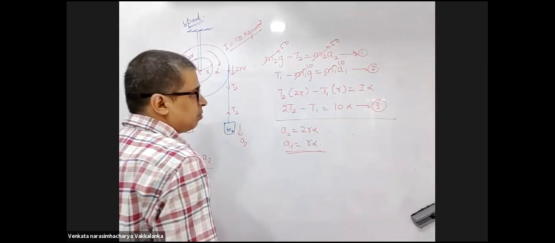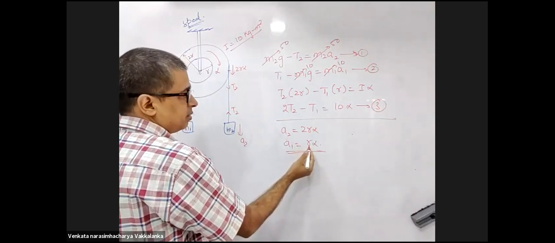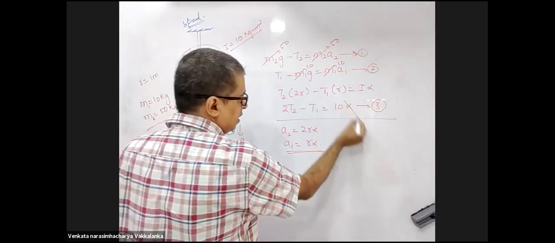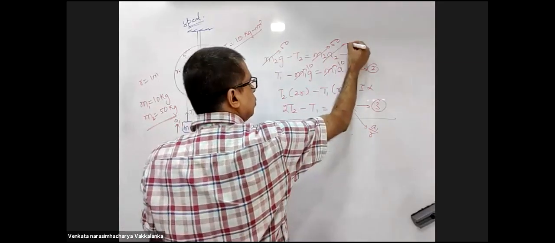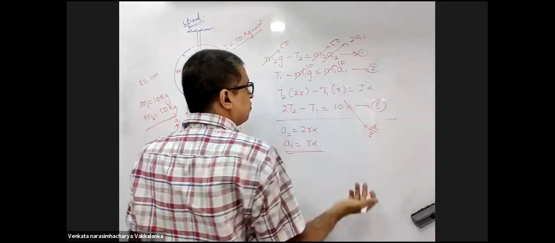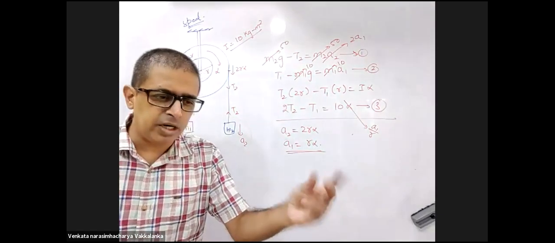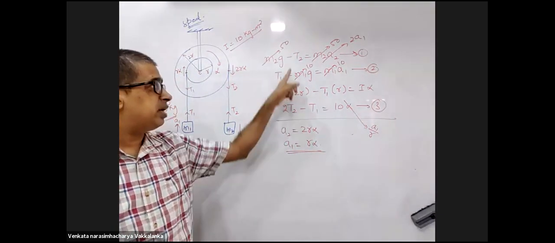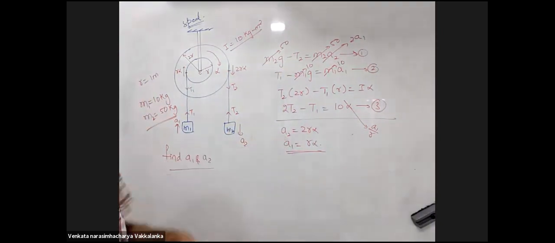Simplify the three equations, you get A. Alpha is A1 by R. A2 is 2 times A1. Three equations, three variables, T1, T2 and A1. Eliminate T1 and T2, you get A1. Once I get A1, A2 is 2 times A1.